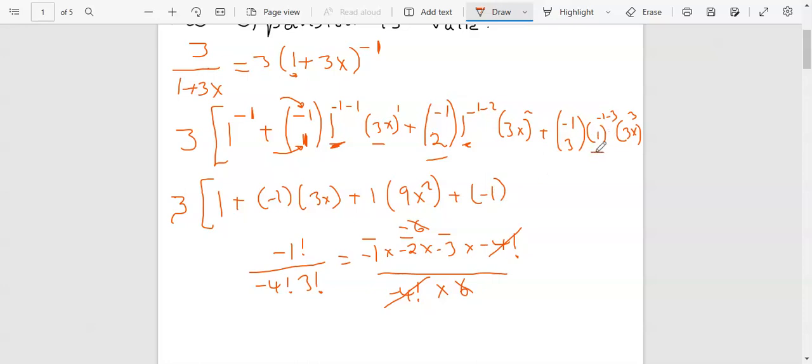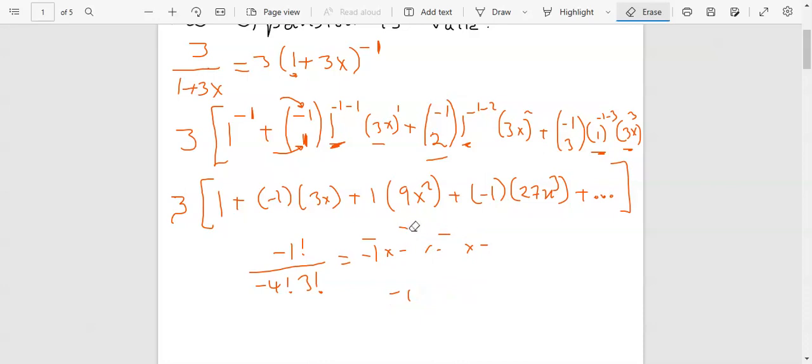And then this one, 1 to the power anything is still 1. So all we have is 3x to the power 3, which is 3 to the power 3 is 27, and then x to the power 3. And then plus, this was supposed to continue going, so just put 3 dots like that to show that it continues to go like that. Are we okay up to here?